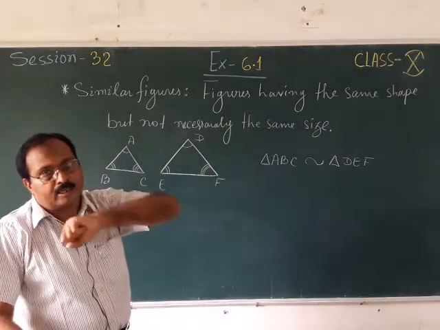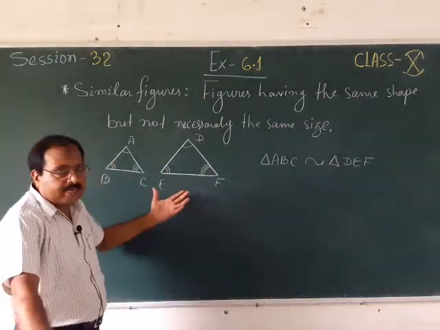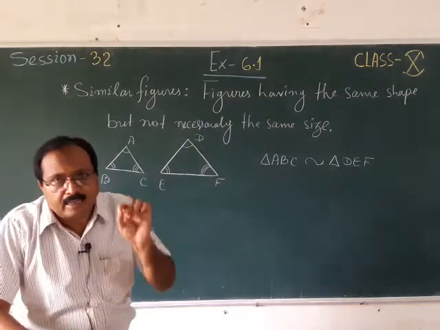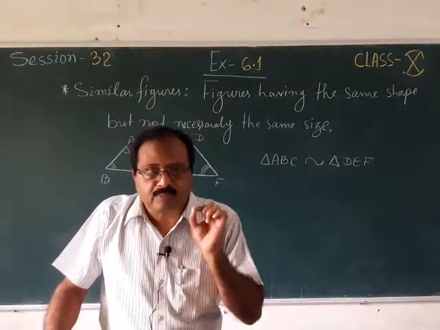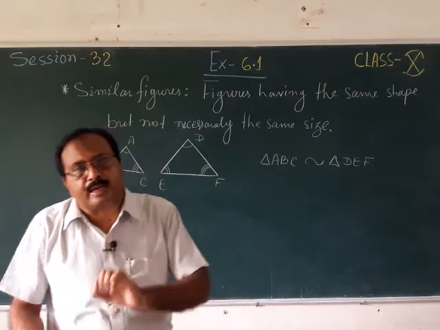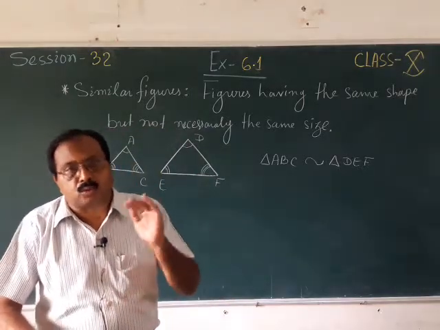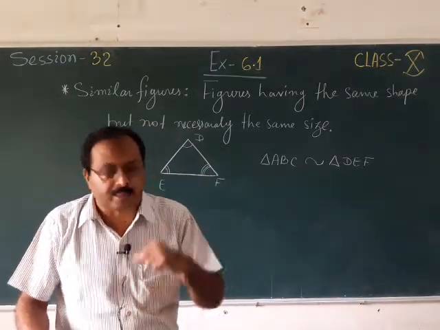Basically, what are the conditions for similarity of two triangles? The corresponding angles should be equal. If in two triangles the corresponding angles are equal, that means these two triangles are similar to each other.